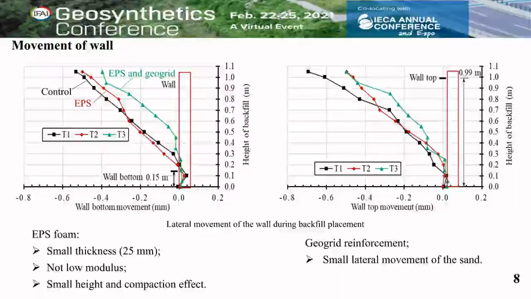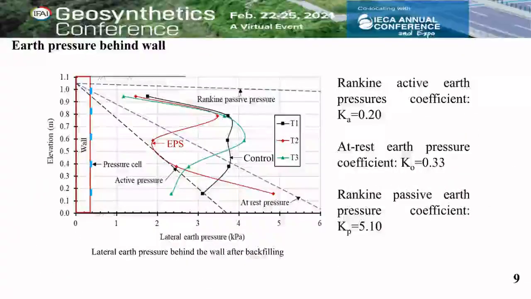Therefore, the backfill will apply less lateral stress to the back face of the retaining wall. This figure shows the lateral stress behind the retaining wall after backfill replacement. From this figure, we can see that the lateral stress near the top surface will be larger than the at-rest pressure. The reason for this is that the compaction will cause additional lateral stress.